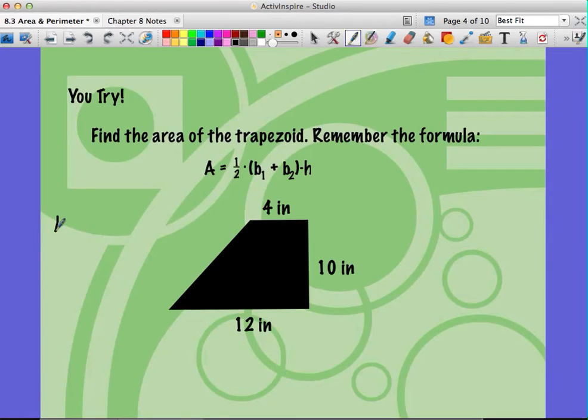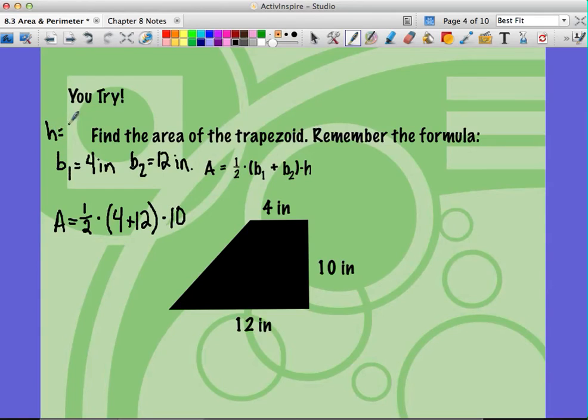So filling in my pieces, I see that the area is equal to 1/2, that never changes, times base 1 is 4 inches, plus base 2, which is 12 inches, times 10. Sometimes it helps people to look and label beforehand and say base 1 is 4 inches, base 2 is 12 inches, and my height is 10 inches.